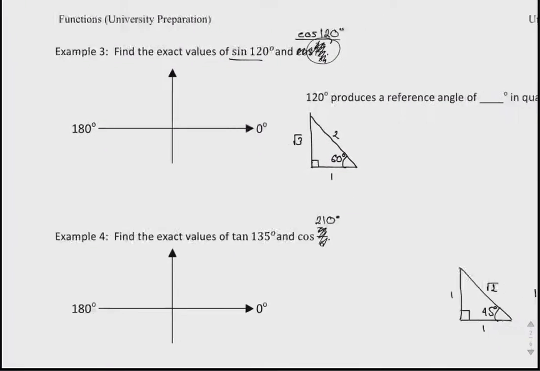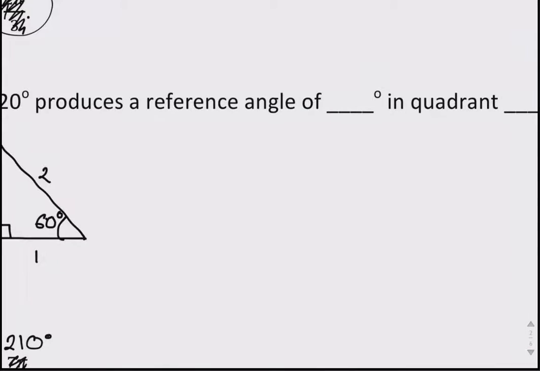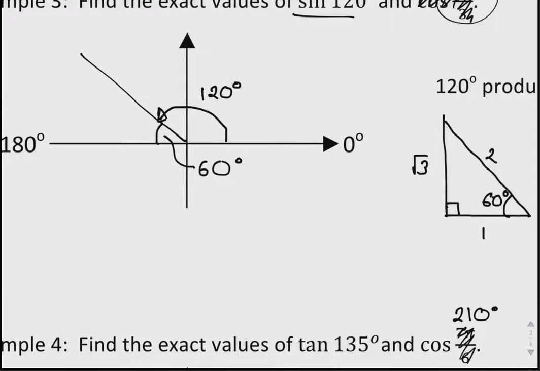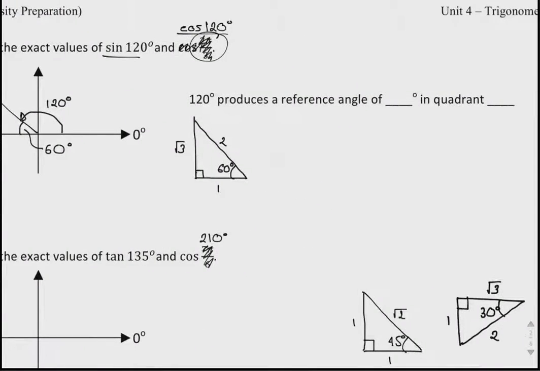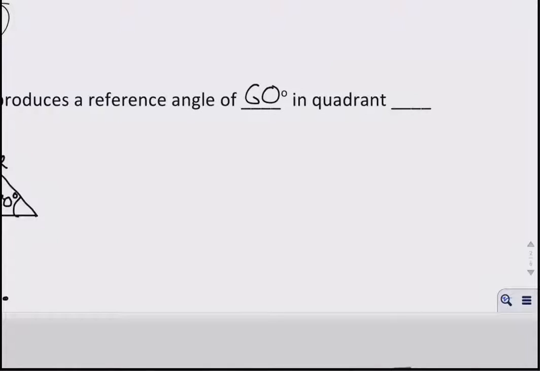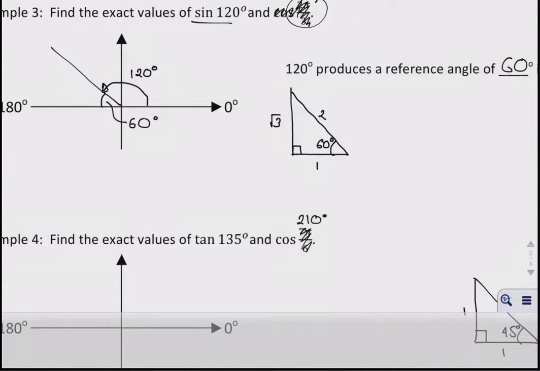So we're looking at our first one. 120, well, we know that it produces a reference angle of 60 degrees. How do I know that? Well, in my plane, if I draw 120 degrees, it goes from here to here. I get 120. The reference angle it makes with the x-axis is this one here, and that is 60 degrees. As well, we know that is going to be in quadrant 2. So that's 60 degrees here in quadrant number 2. So my reference angle is 60.